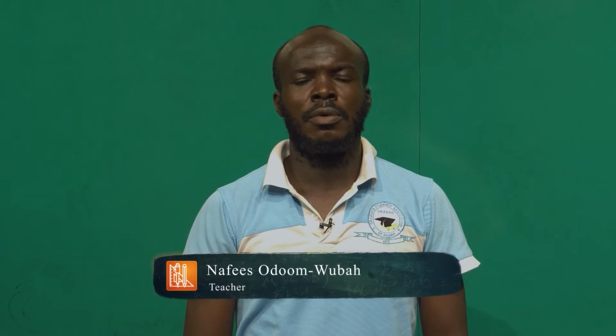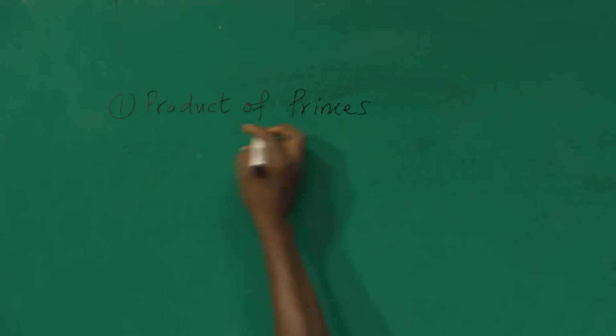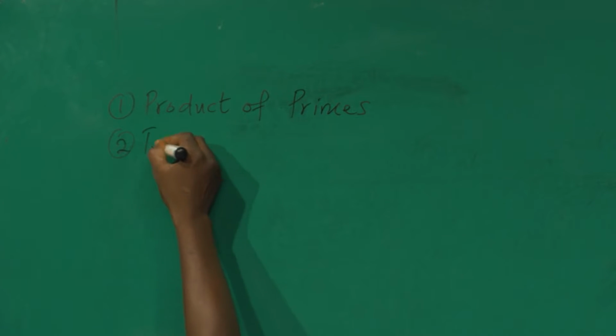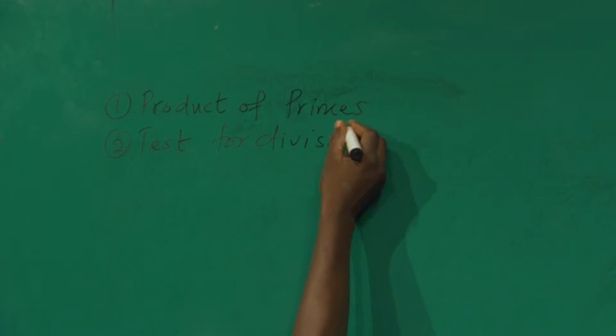We are still on the topic numbers and numerals, but today we are going to continue from the last day, the product of primes, and also continue with test of divisibility. So today's subtopics will be 1. The product of primes, and 2. Test for divisibility.